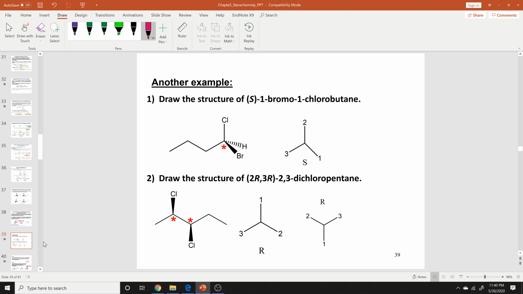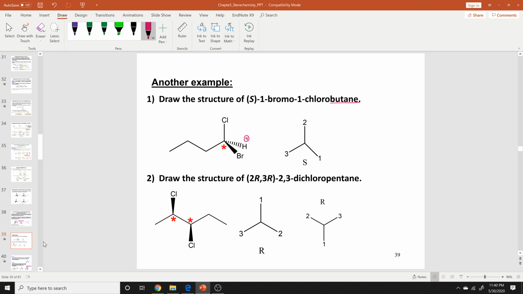Draw the structure of S-1-bromo-1-chlorobutane. This is 1-bromo-1-chlorobutane. Let's go ahead and draw the structure of that. Normally, I would put the longest carbon chain in a plane. It's always the case. If you have the chance to put the hydrogen behind, put the hydrogen behind, because this is your lowest priority group. This is group number 4.